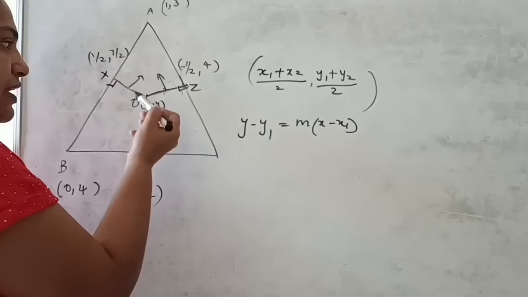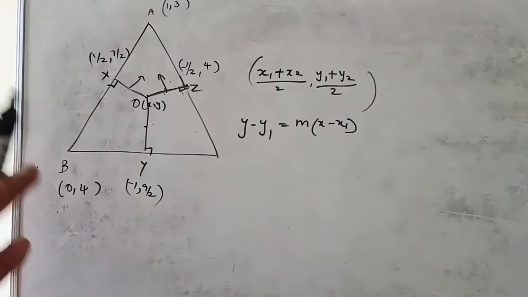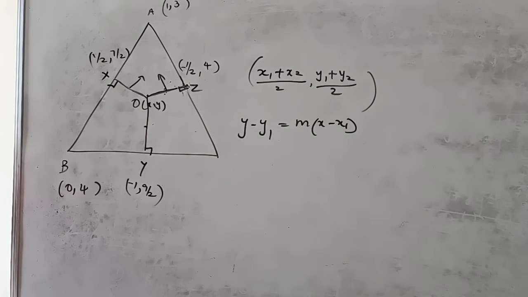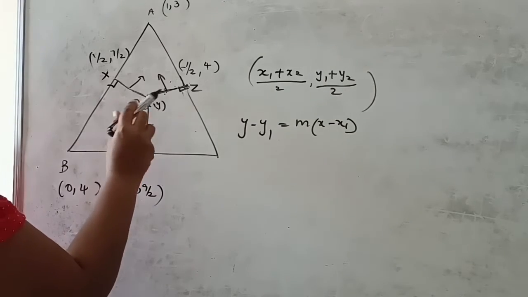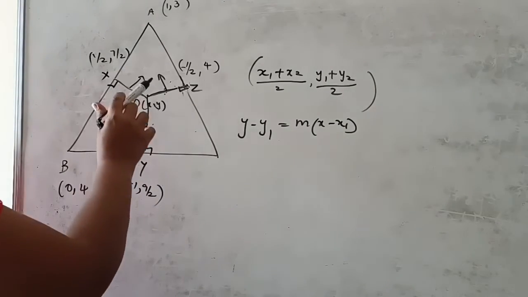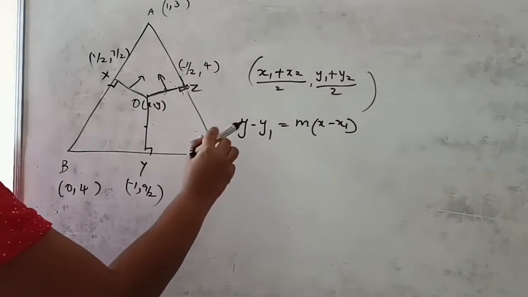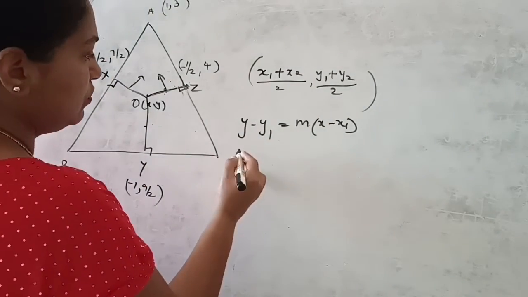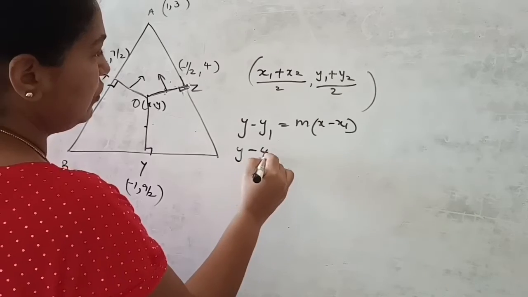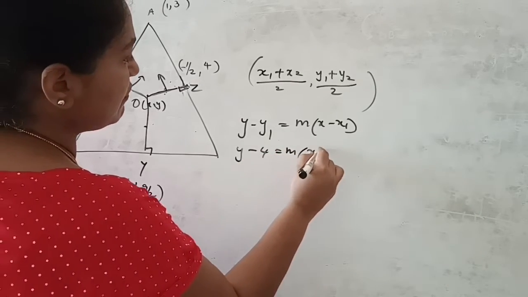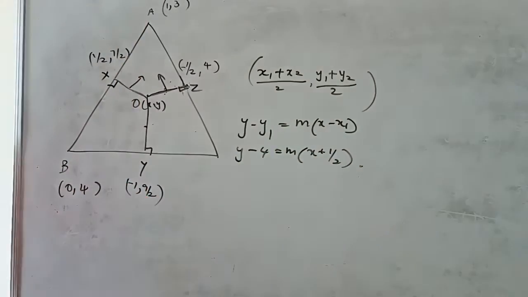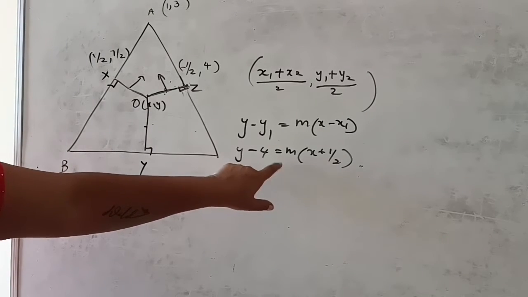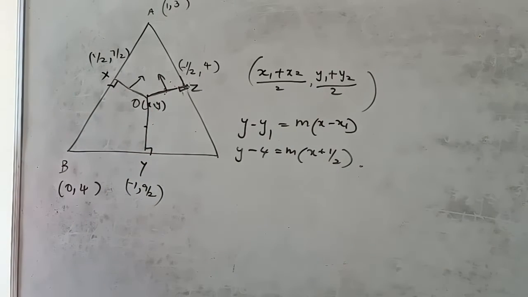You can take this line and this line or this line and this line. It is absolutely left to the freedom of the student. I will be taking OZ and OX. Now, in order to find the equation of OZ, it is y minus y1 is equal to m into (x minus x1). Now, I know that is y minus 4 is equal to m into (x plus 1 by 2). I have an unknown factor here, m, which is the slope of this particular line OZ.